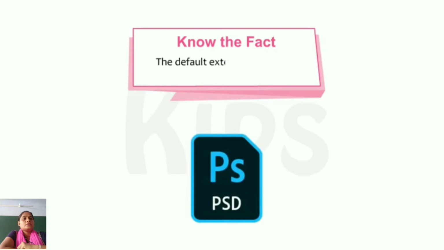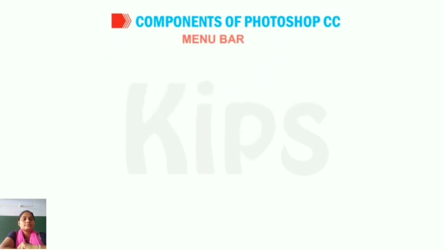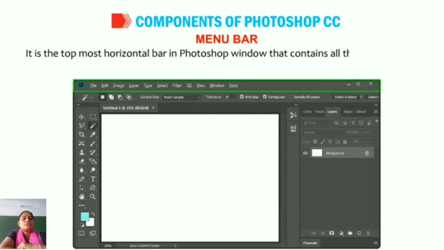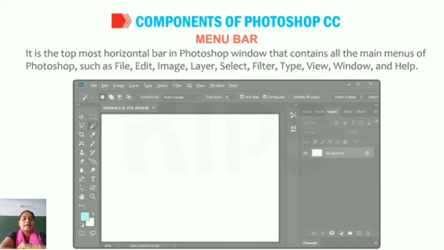Now, some new things about Photoshop. The default extension of an Adobe Photoshop file is .psd. Components of Photoshop CC. Menu bar. It is the topmost horizontal bar in the Photoshop window that contains all the main menus of Photoshop such as File, Edit, Image, Layer, Select, Filter, Type, View, Window and Help.